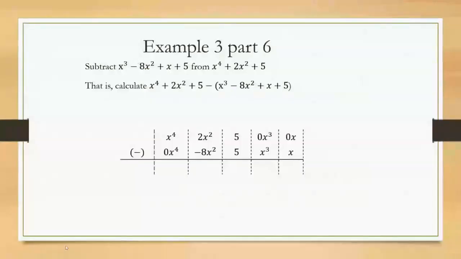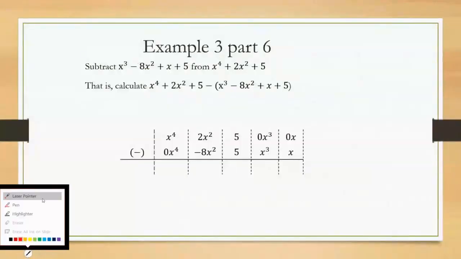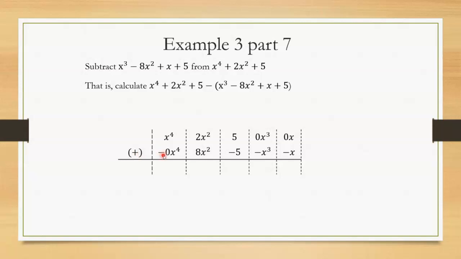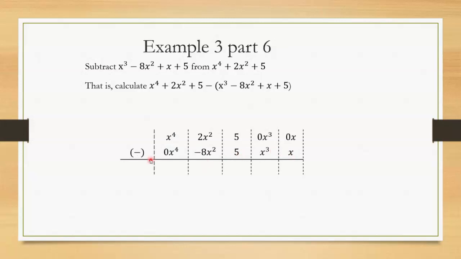Okay. So now, what do we do next? Well, remember, since we're subtracting, what we have to do next is distribute that minus sign. Right? We have to distribute the minus sign. So this is going to become addition, and we negate each term in the second row. That's what it means to distribute the minus sign.